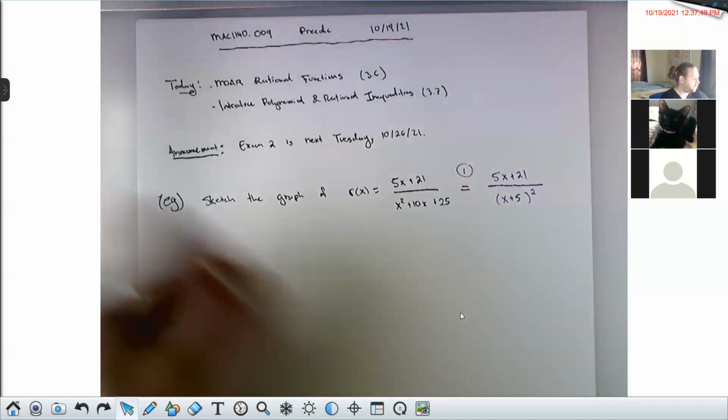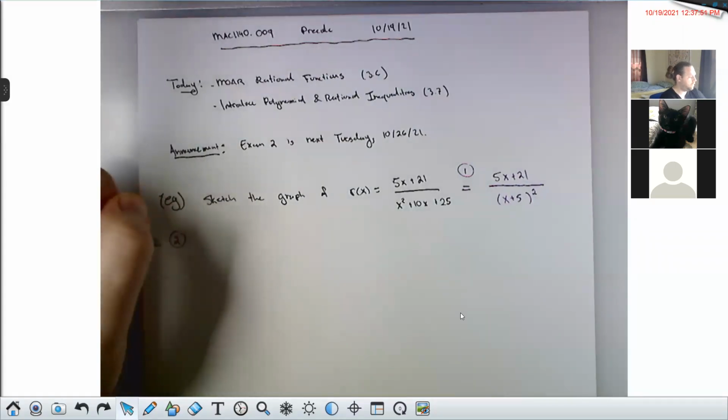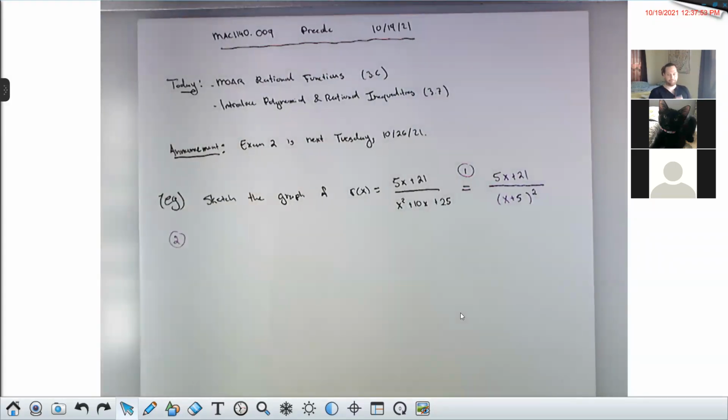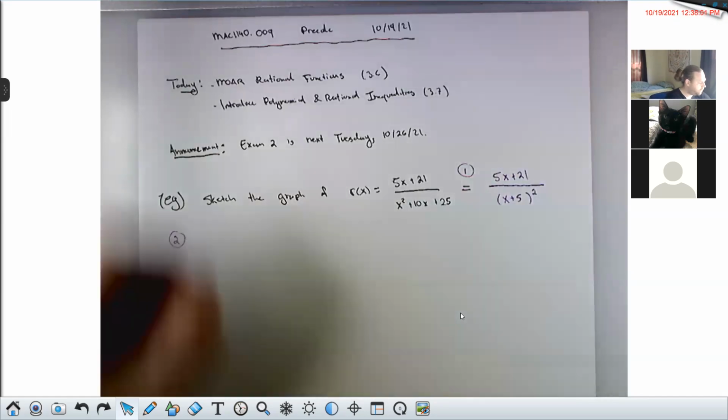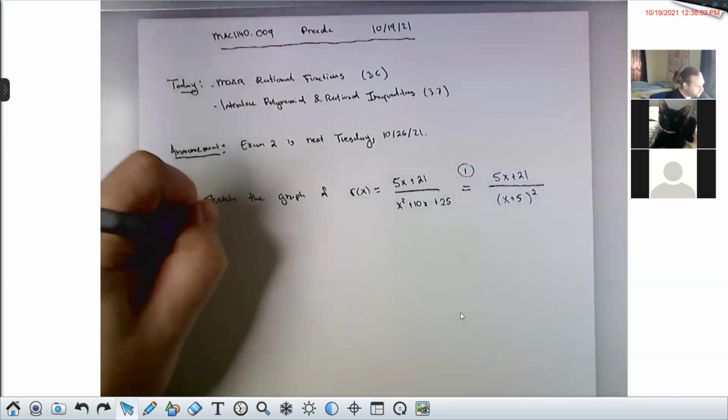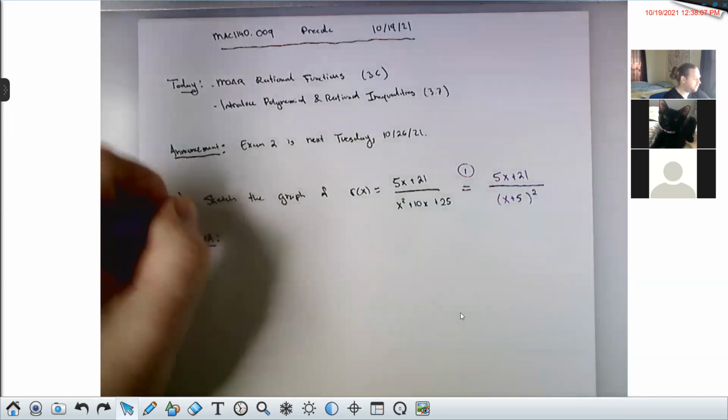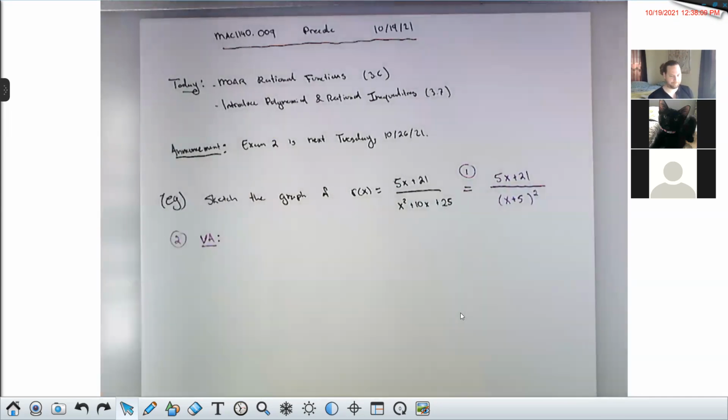Okay, so we've factored the top and the bottom. What do we do then? We find the vertical asymptote. Yeah, we're going to go hunting for asymptotes. So does this function have any vertical asymptotes? If so, what are they?